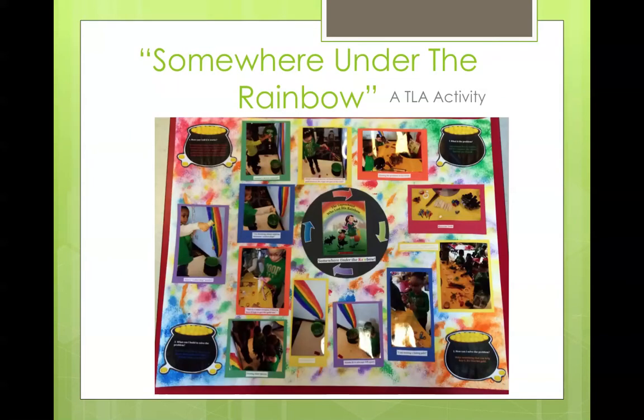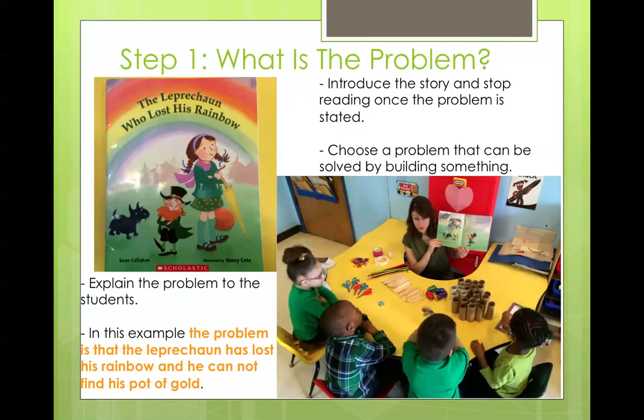Somewhere Under the Rainbow, a TLA activity. Step 1. What is the problem? Introduce the story and stop reading once the problem is stated. Choose a problem that can be solved by building something. Explain the problem to the students. In this example, the problem is that the leprechaun has lost his rainbow and he cannot find his pot of gold.